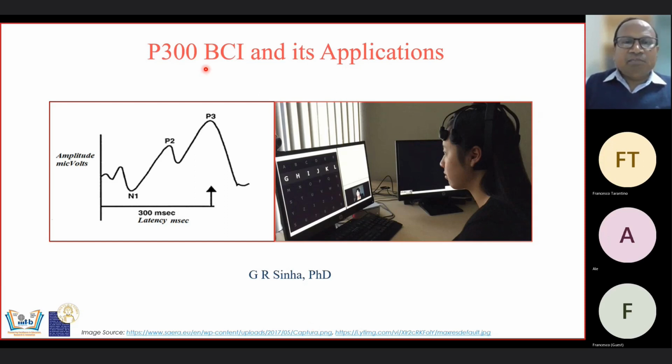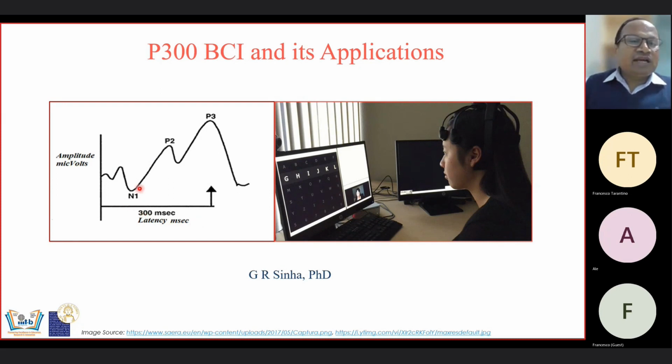P300 BCI, brain computer interface, and its applications. If you can see the interesting picture, you find on the y-axis certain voltage. We know that all brain signals are always in some milli or microvolts, rather microvolts. And you can clearly see that on the x-axis, there is latency in milliseconds. We have already discussed latency, peak negative, peak positive in our previous lectures.